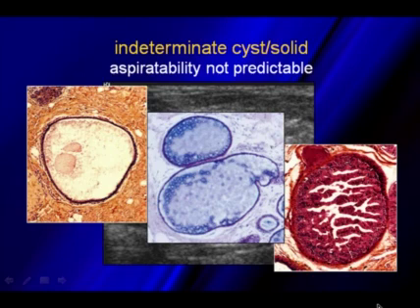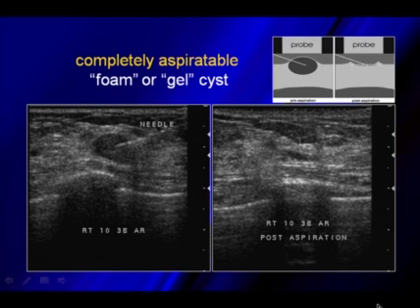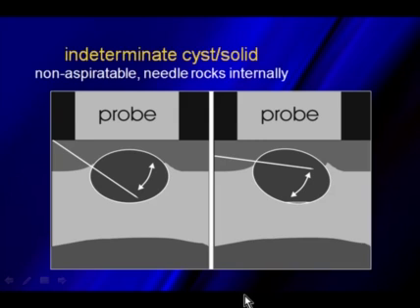If you send these for core needle biopsy or vacuum-assisted biopsy, typically on the first or second pass, the lesion will just disappear on you. So here we have one of these that was completely aspirated. We see the needle coming in. This looks like it's a solid nodule, but you can see it completely aspirated and would disappear on ultrasound.